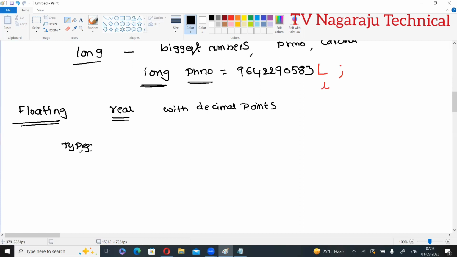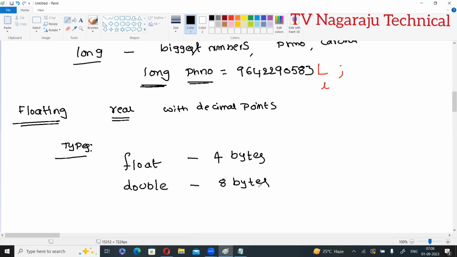What are the different types? Two types are there. One is float, second one is double. What is the size? The size of float is 4 bytes. The size of double is 8 bytes. Remember. Now, in our normal programming, by default we are using float. Obviously, for storing the biggest real values and for scientific values, we prefer to use double.